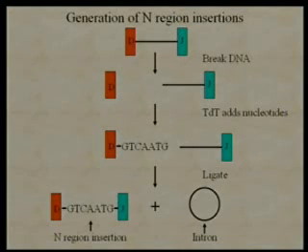Yeah, and if you did, that would be a non-productive rearrangement, right? And you probably couldn't even synthesize the whole chain. If you got a frame shift mutation, you probably wouldn't even synthesize the whole heavy chain then. And so it would be non-productive. And that's why I say there's a lot of errors made in these processes. In fact, most of the cells die off.